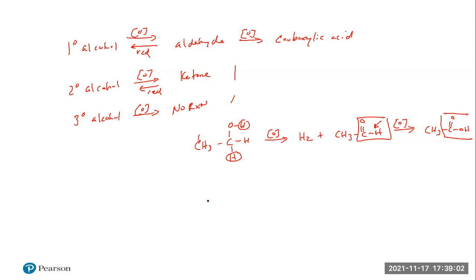Secondary alcohol is really how we get our ketones. So when we take a secondary alcohol, such as this guy, oxidizing again, removing the hydrogens there, giving us H2, and then making our ketone group there by double bonding our oxygen here.